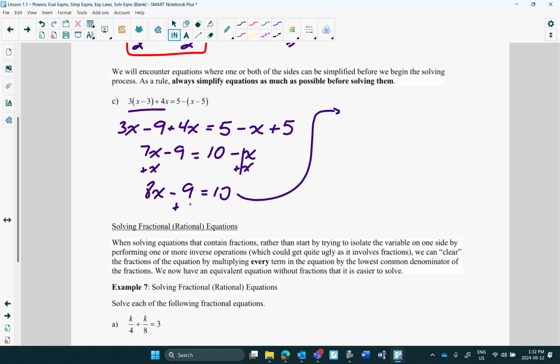Plus 9, plus 9. I get 8x is equal to 19. Divide 8, divide 8. What do I do when I get a fraction again? Leave it as a fraction, but make sure it's lowest terms, yes, which this one can't be reduced. So there's our solution.